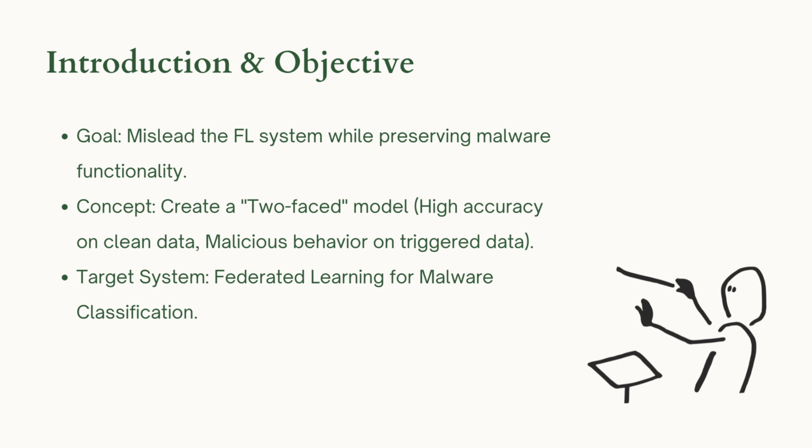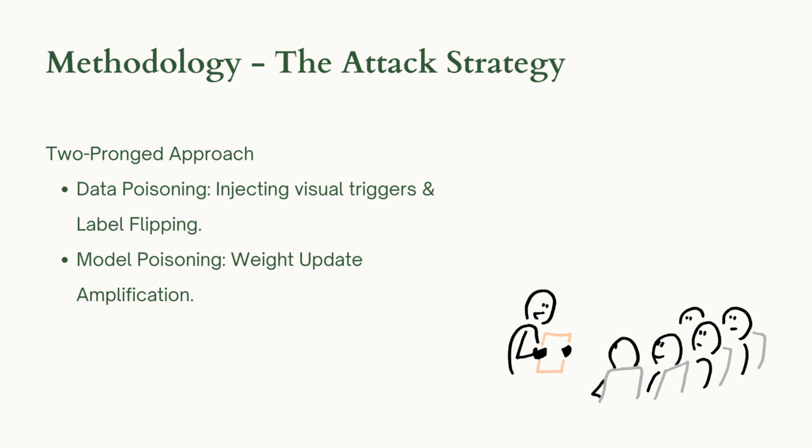Our goal was to create a two-faced model, one that behaves perfectly normal for regular users to avoid detection, but secretly misclassifies any malware containing our hidden trigger into a target class we choose. To achieve this, we simulated a malicious client that uses a two-pronged strategy. First, data poisoning. We injected a specific trigger into the training data. Second, model poisoning. We amplified our weight updates to force the server to accept our malicious changes.